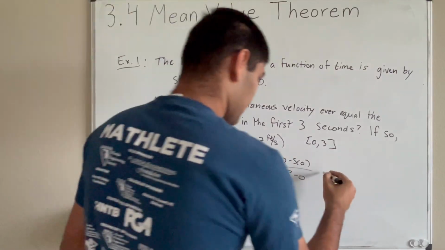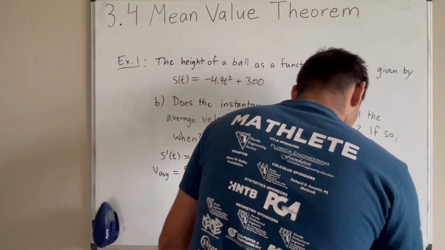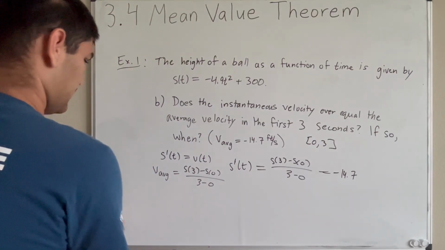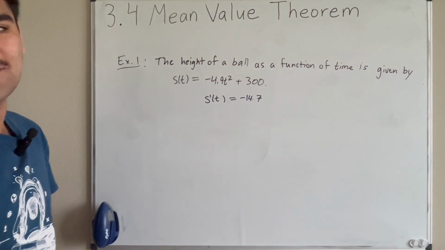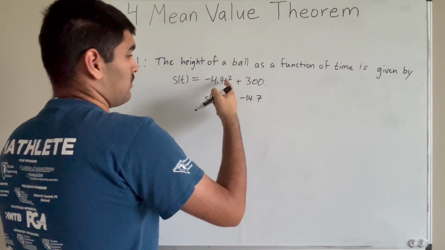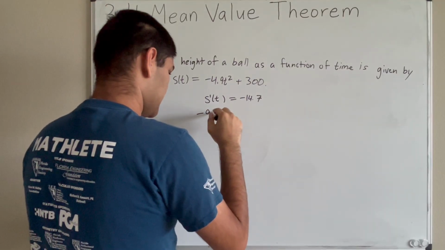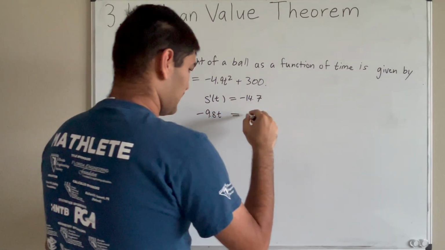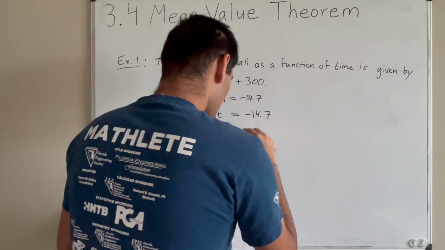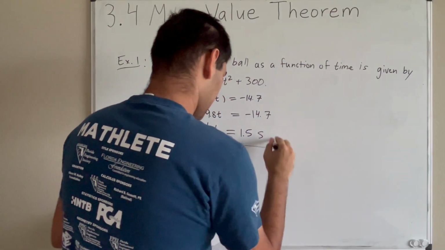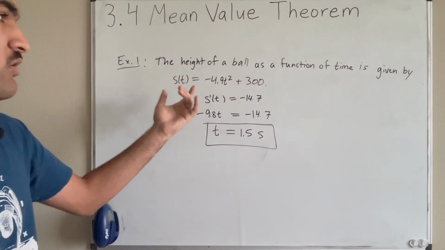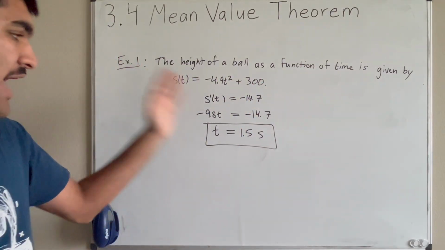Well, we know that this is just equal to negative 14.7. So all we have to do now is solve the equation s prime of t equals negative 14.7. So let's take the derivative of s now. By the power rule, it's simply negative 9.8t. Setting that equal to negative 14.7, we get that t is equal to 1.5 seconds. So the instantaneous velocity of this ball is equal to the average velocity of the ball on the interval from 0 to 3 seconds at 1.5 seconds.